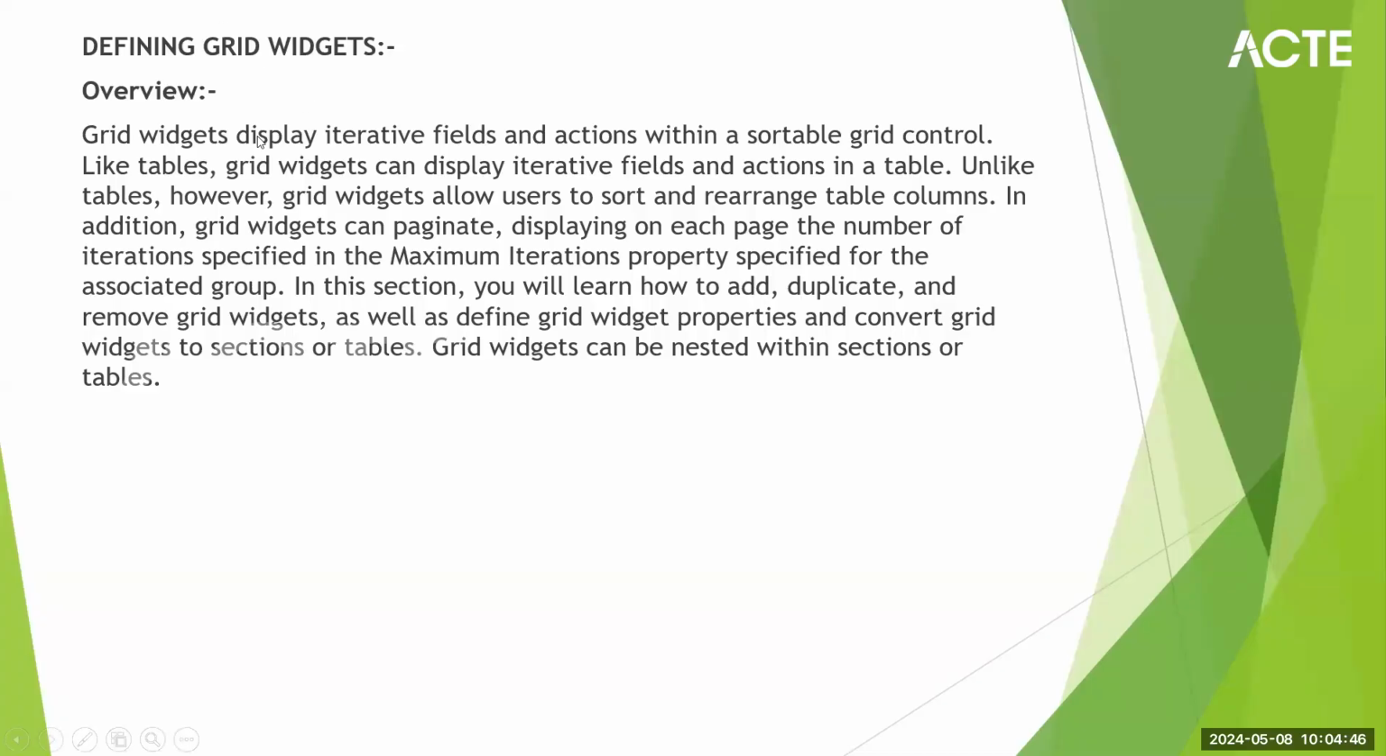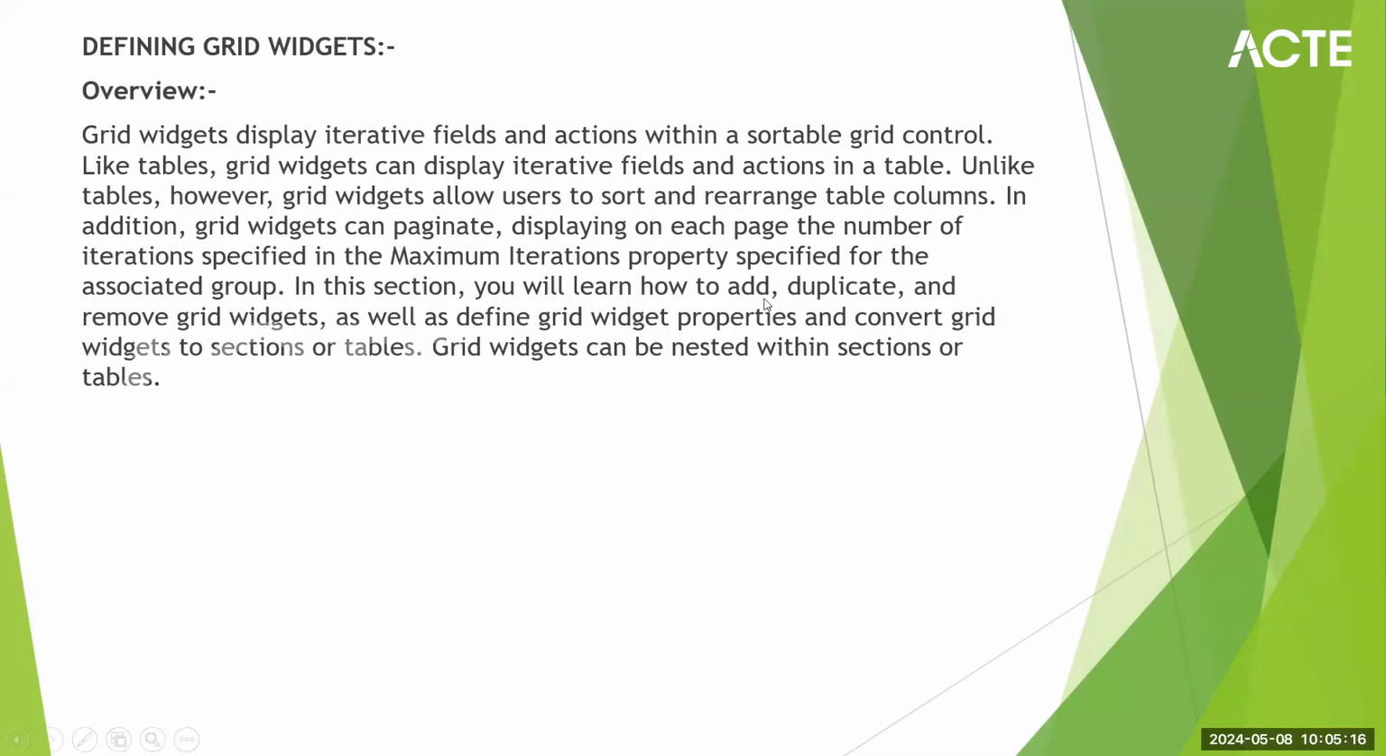Defining grid wizard. Grid wizard displays iterative fields and actions within a sortable grid control. Whatever the repetitive fields are, those will be handled mainly in the grid wizard itself. Like tables, grid wizard fields are iterative, so those will be there in the grid. Whereas a section will not keep them, because that will be an iterative one.